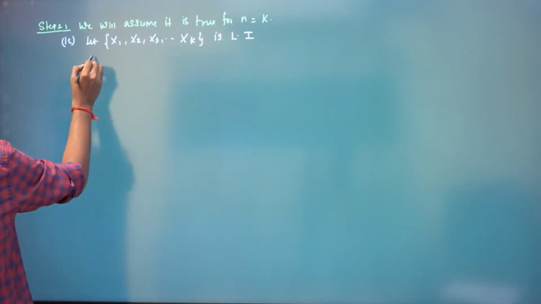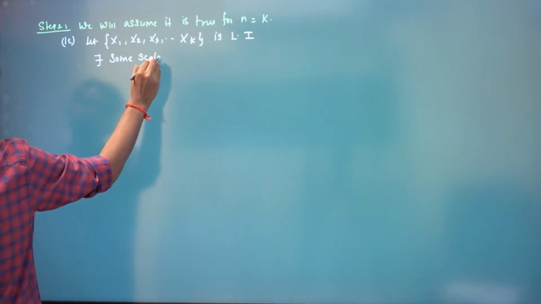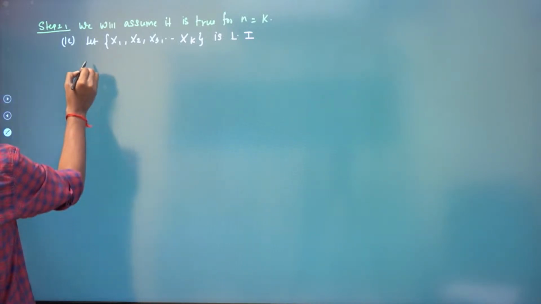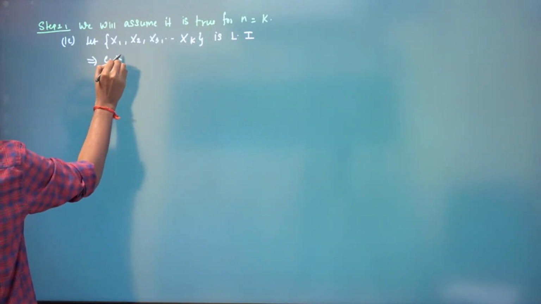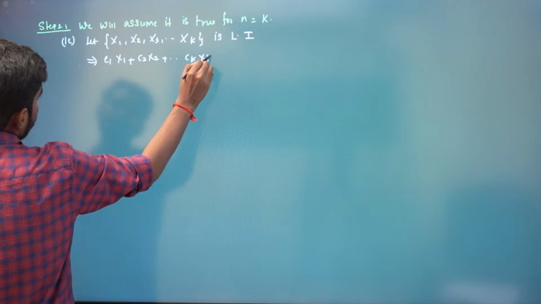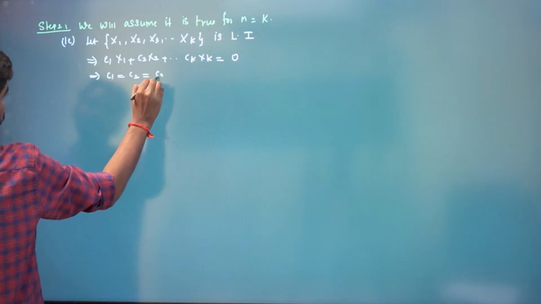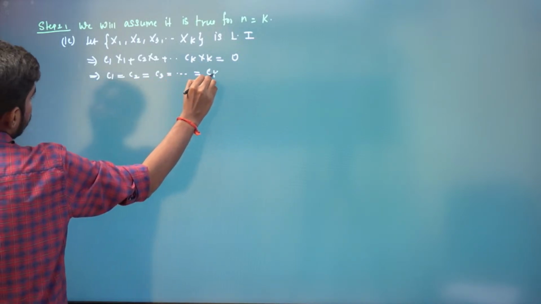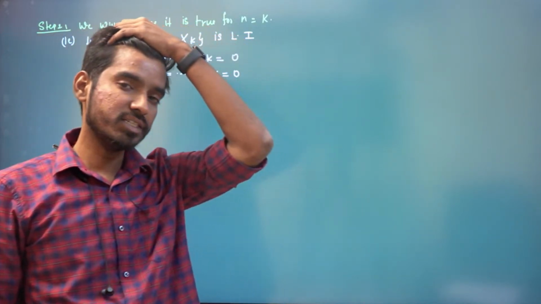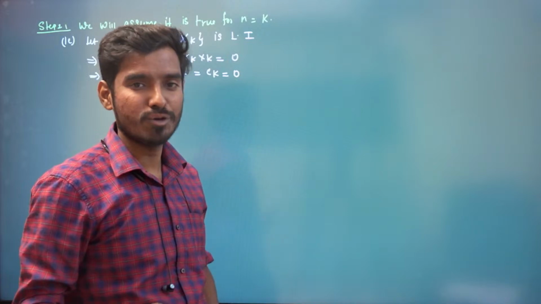So by assumption, we'll just apply the definition that this set is linearly independent. Suppose we write a linear combination, c1 x1 plus c2 x2 and so on up to ck xk. If this linear combination is 0, this means all the scalars c1, c2, c3 and so on up to ck are 0, because this set is linearly independent. If you are writing it as a linear combination, then all the scalars are equal to 0 because the set is linearly independent. I'm assuming everyone knows the basic idea, right?